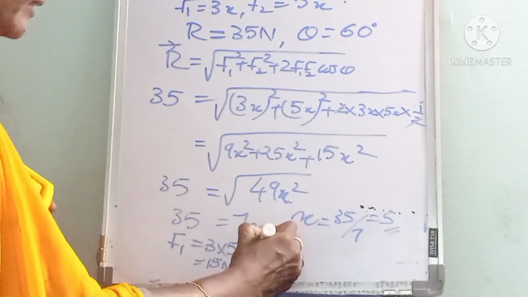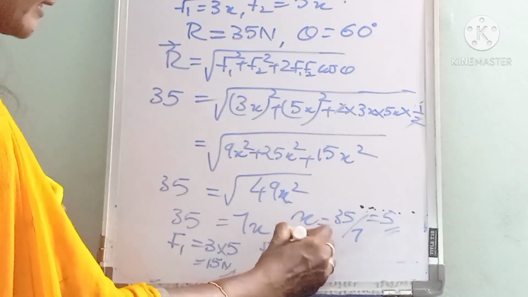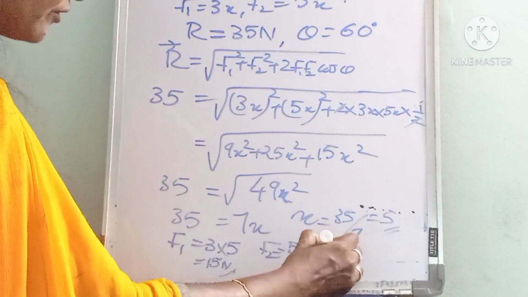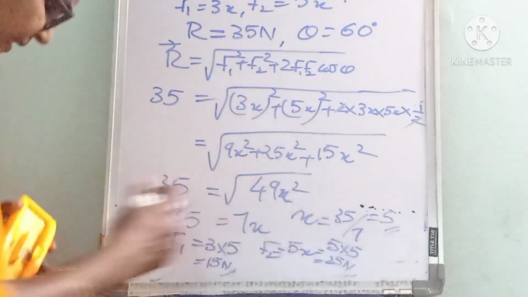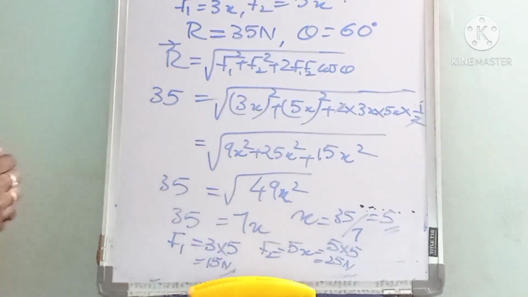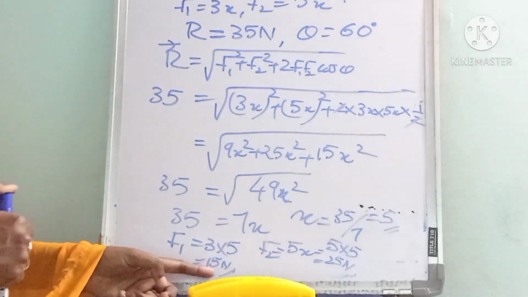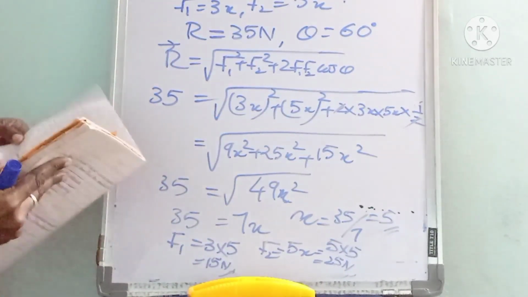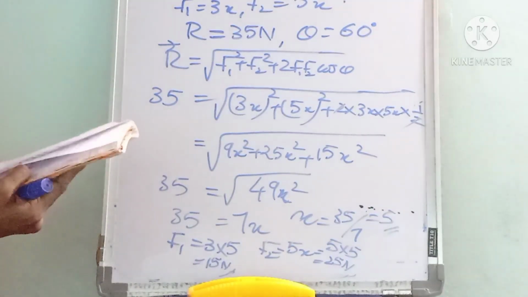Then F2 is 5x. Then 5 into 5 is 25 Newton. These are the magnitudes of each force. F1 is equal to 15 Newton and F2 is equal to 25 Newton.